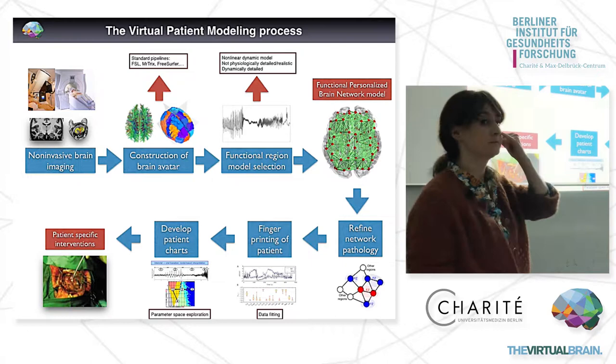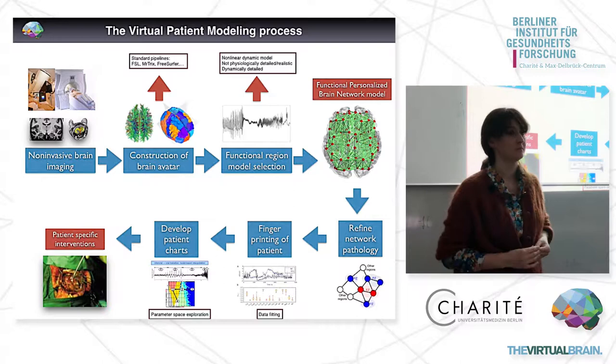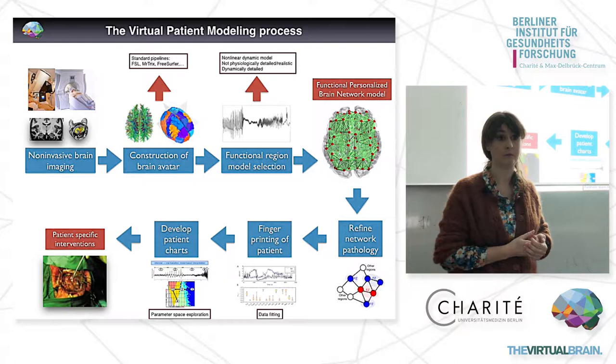Sorry. Yes. Why were 90 chosen? Sorry. So why were, I guess, 90 different regions chosen in the last model? I thought they were using a more refined parcellation, but it's according to the clinicians. Yes.